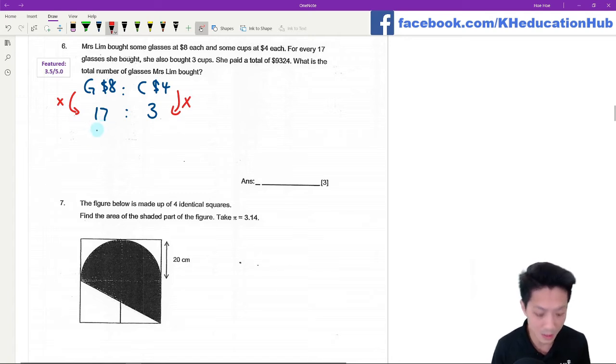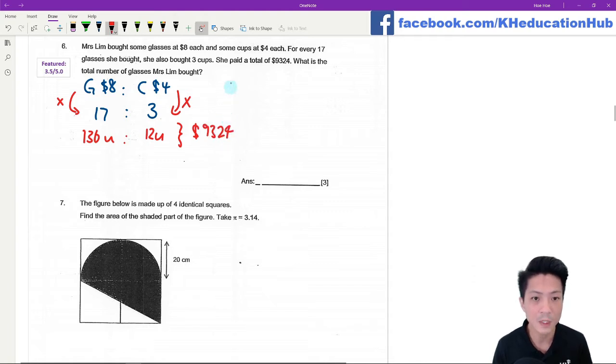8 multiplied by 17 will give me 136 units. Okay, 4 times 3 will give me 12 units. So this is basically the $9,324. Now if they're asking for the total number of glasses, okay, I'm gonna find how much I paid for the glasses. So 136 plus 12, which is 148 units, is equal to 9,324.